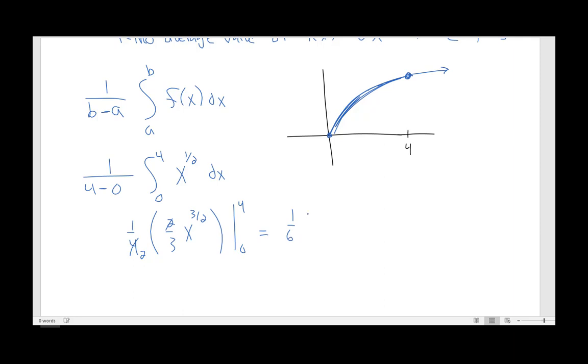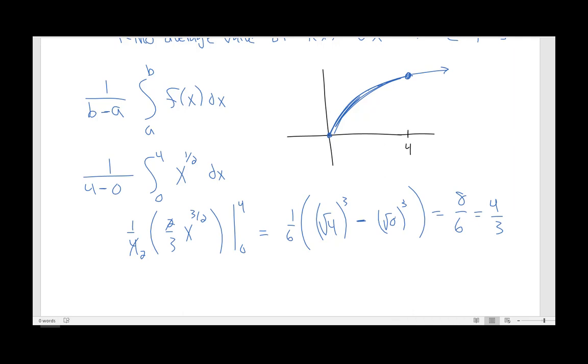And then I have, let's see, I'm going to plug the 4 in. So I really have, what do I have? The square root of 4 cubed, and then minus the square root of 0 cubed. Obviously this is 0. So the square root of 4 is 2. 2 cubed is 8. So I have 8/6, which is really 4/3. So that's the average value of the root function.